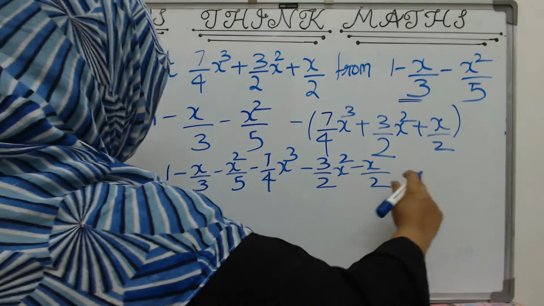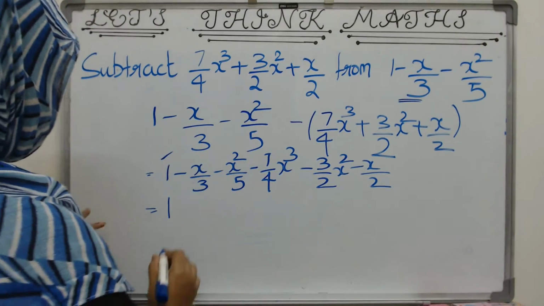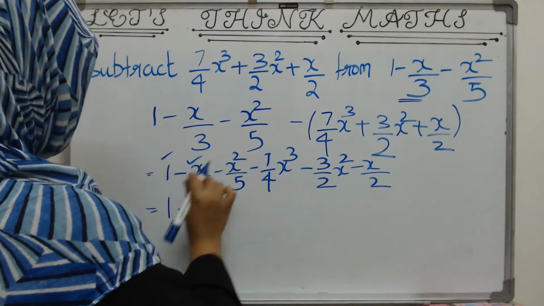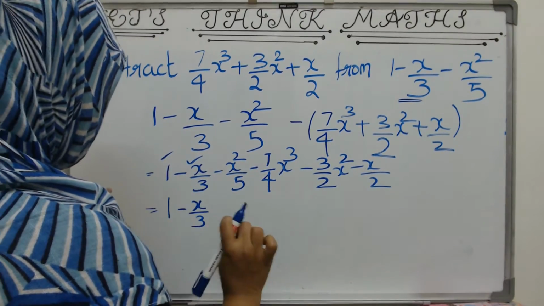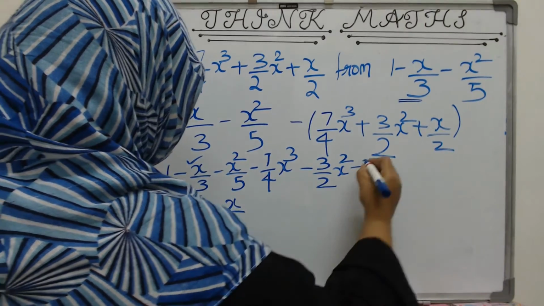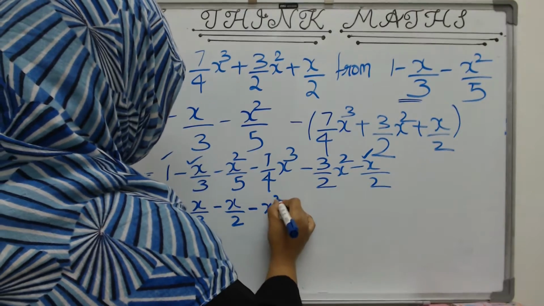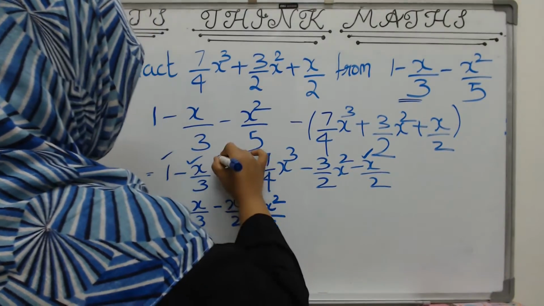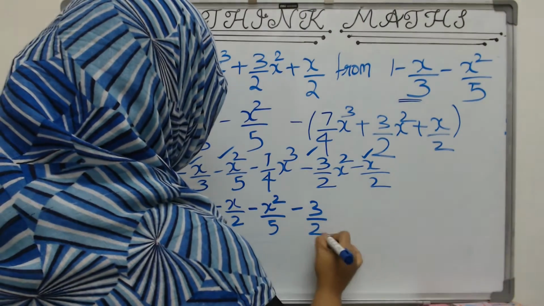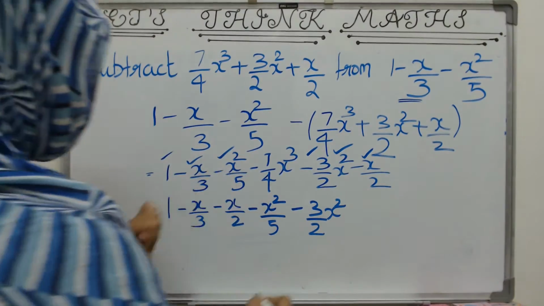Do you see any other constant term? No. Just put a tick on this. Next, minus x by 3. Do you see any other term which has just x here? Right? Put a tick on it. Then next is minus x square by 5. Do you see anything else which has x square? This. Right? Put a tick on it. And the last one is this one.